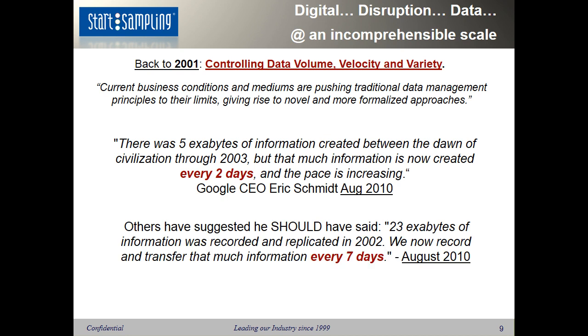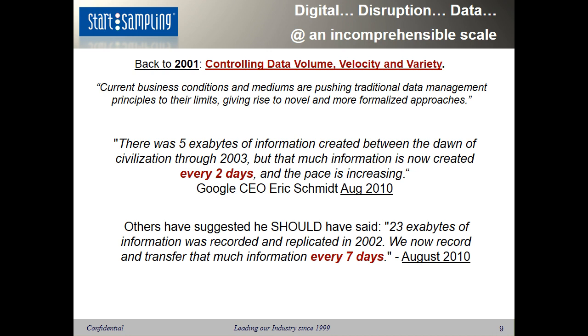If you look at 2002, there were about 23 exabytes. By the way, that's 10 to the 18th for those of you keeping track mathematically, so it's 18 zeros. 23 exabytes of information was recorded and replicated in 2002, and now we record and transfer that much information every 7 days. So when you talk about the scale of this and the amount of data, it truly is bordering on incomprehensible.